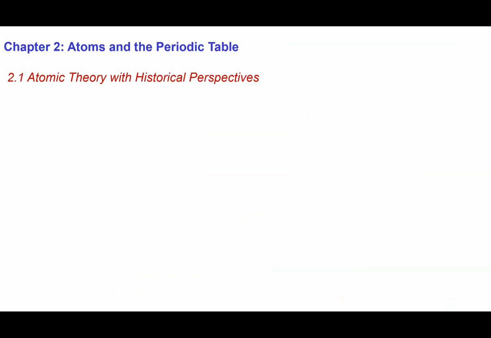Okay, so that gives us a brief overview of the modern atomic theory with a little bit of history thrown in as well. We talked about 2 key characters there, Democritus and John Dalton. And I hope you found it helpful.